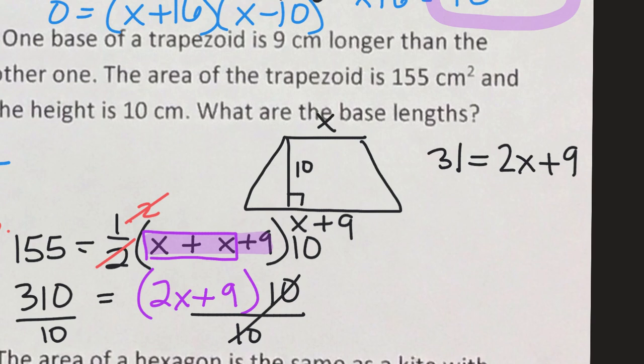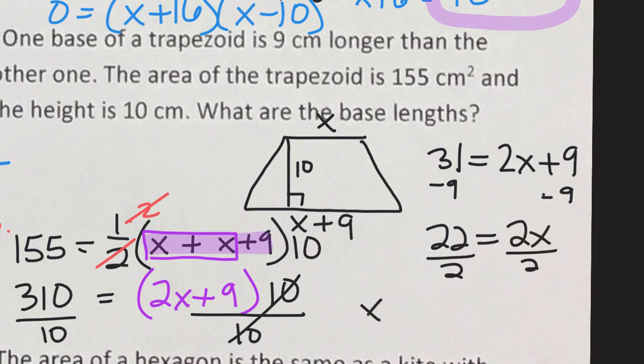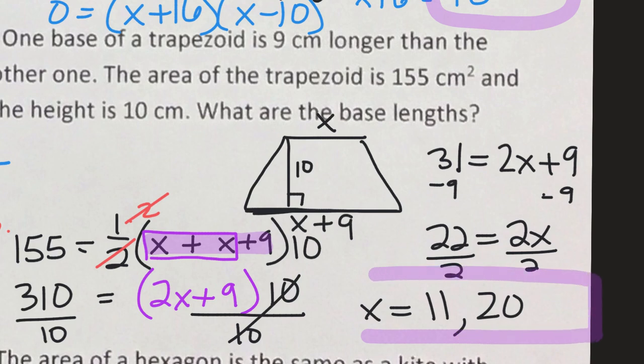Okay, you could have also distributed your 10 and got 20x plus 90. But we deal with a little smaller numbers like this. 31 minus 9 is 22. Divide both sides by 2 and x equals 11. So one of our bases is 11, and 11 plus 9 is going to be 20. So we have bases of 11 centimeters and 20 centimeters.